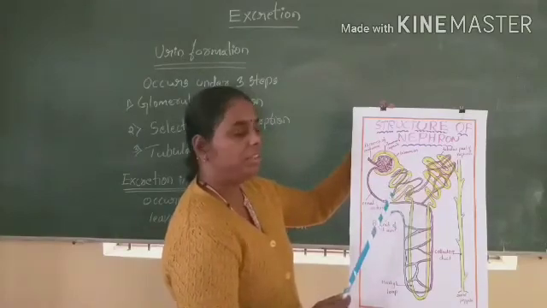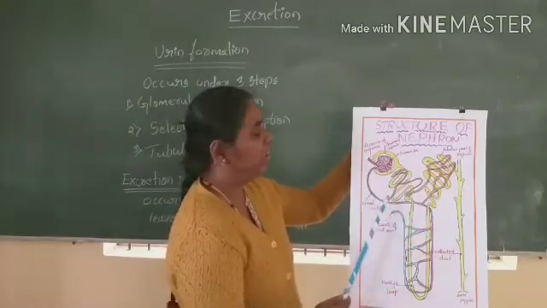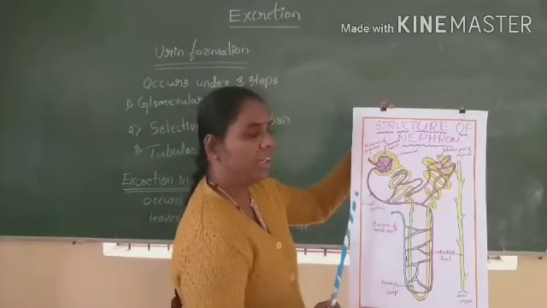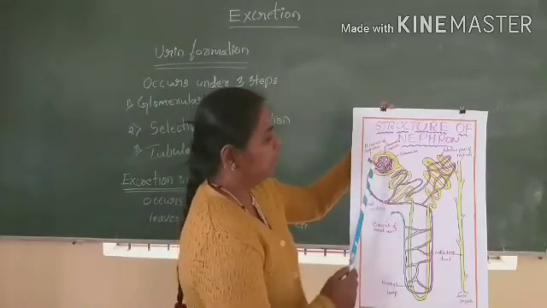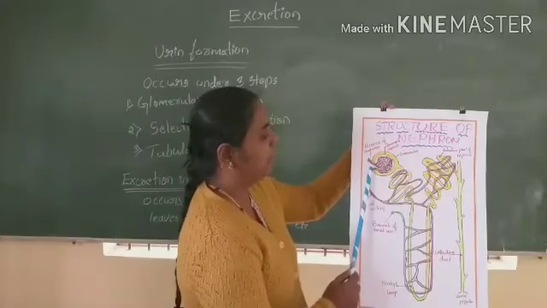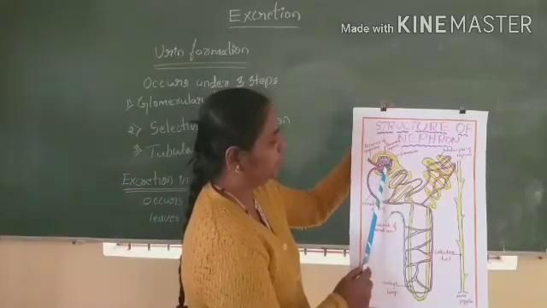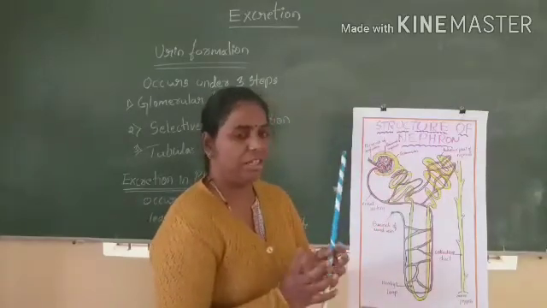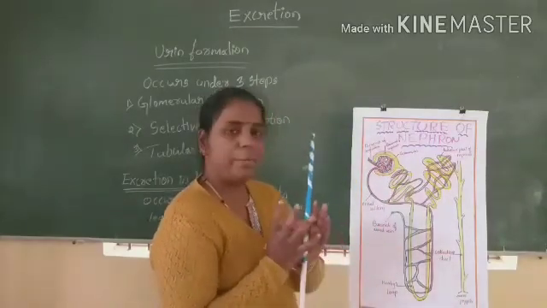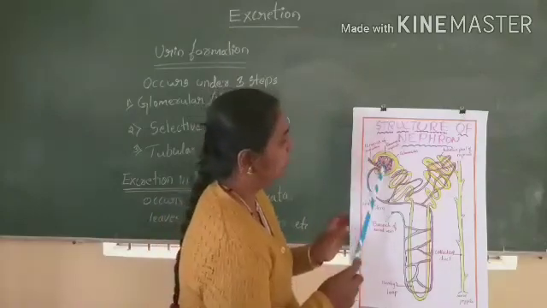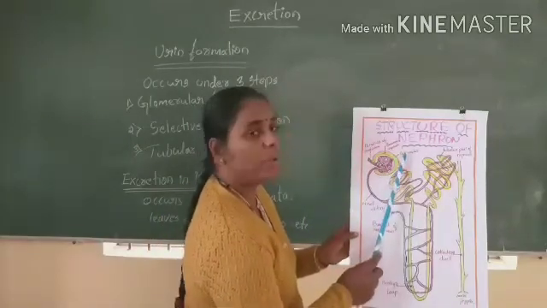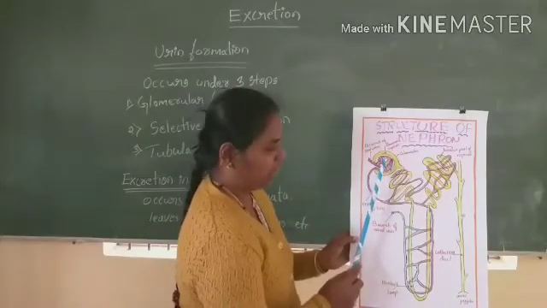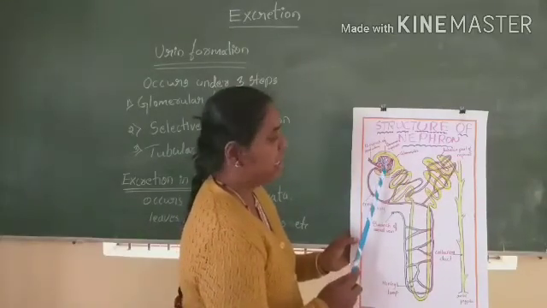The renal artery which has entered into the kidney splits into numerous sub-branches, and those sub-branches again split into capillaries. Each renal capillary, when it enters into the Bowman's capsule, splits into a tuft of blood vessels, a bundle of blood capillaries. That bundle we call a glomerulus.